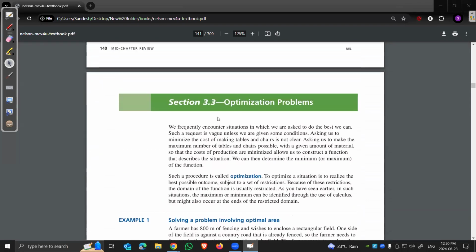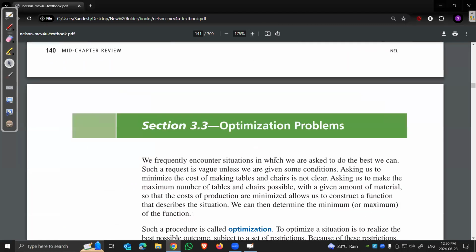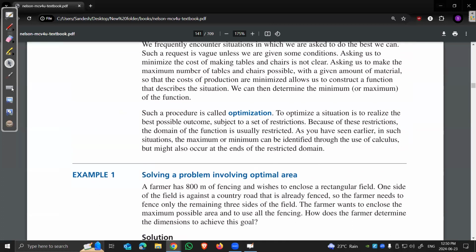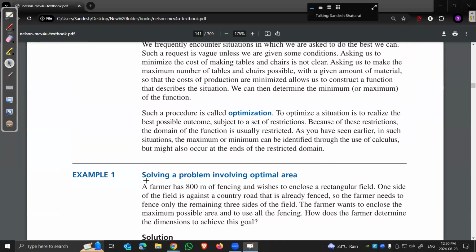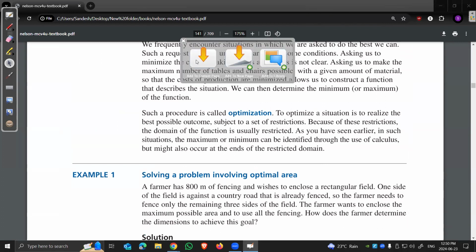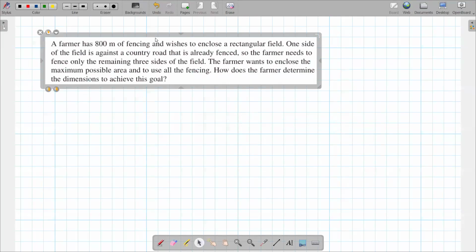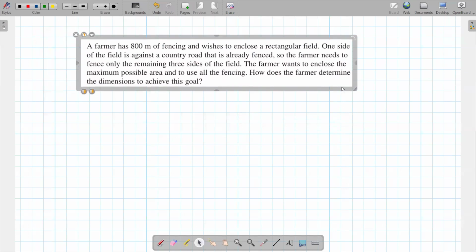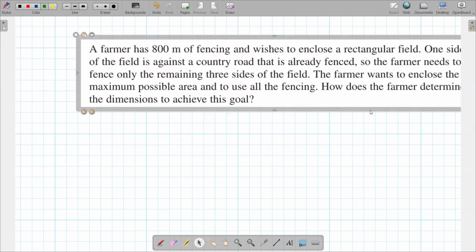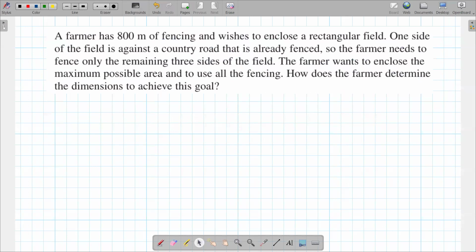Let's look into something called optimization. Optimization is basically trying to maximize or minimize a certain parameter. So let's look at this question. Mathematically, this is very simple. But the tricky thing in optimization is getting to the equation bit.